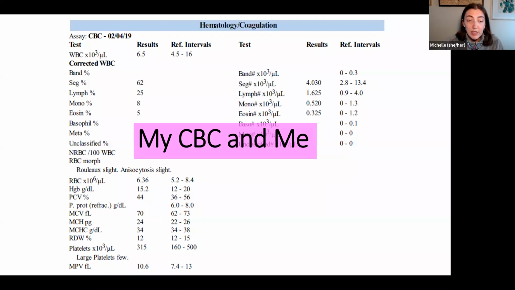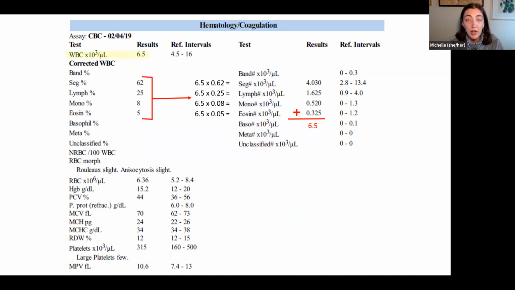So this part is going to have a little bit of overlap with the how to read a CBC lecture that I posted previously, but I just wanted to touch on some of this so that everyone knows this is what we're looking at when I look at a CBC. So this is your white blood cell count. If you have a corrected white blood cell count, it'll be right here. And I think I have an example of that coming up.